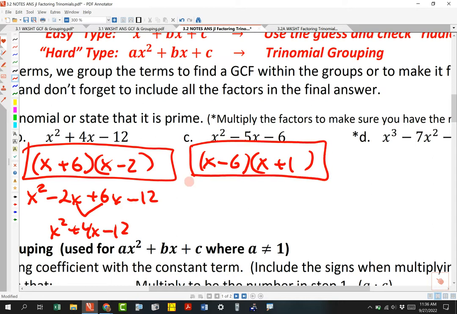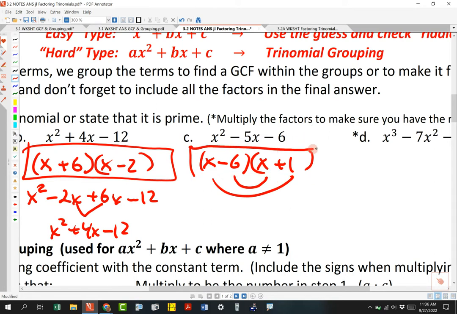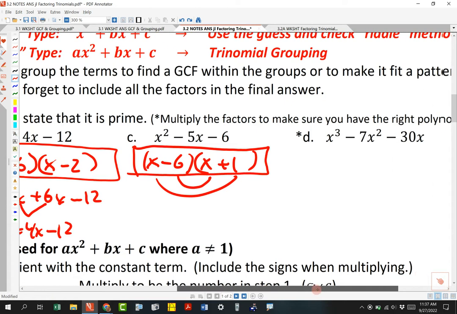Okay, if you want to run through the double check there, you're welcome to. These are going to multiply to be x squared. These are going to multiply to be negative 6. It's really these that we're interested in. Do they work out to be that correct middle term there? Whoops, this is a negative 6 plus 1x. So negative 6x plus 1x, it's going to work out to be a negative 5x.